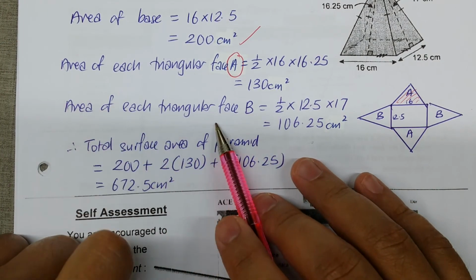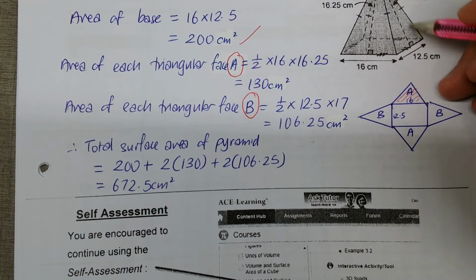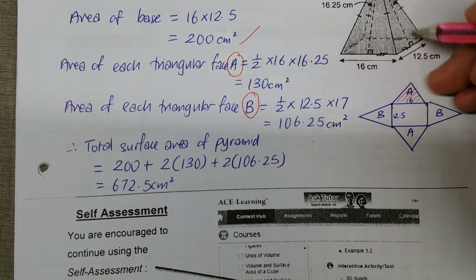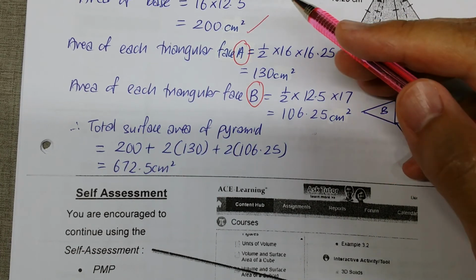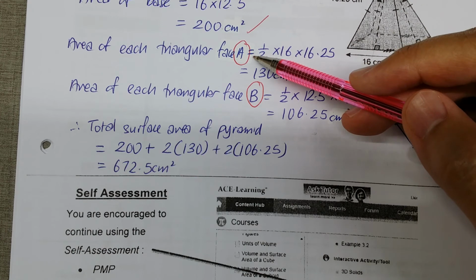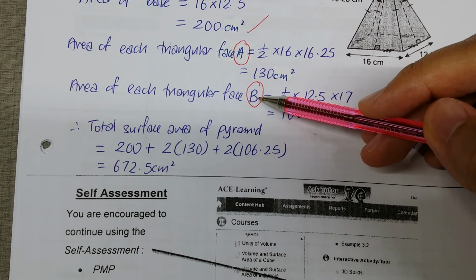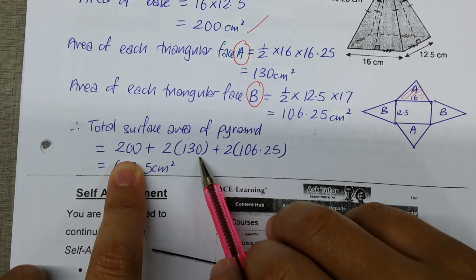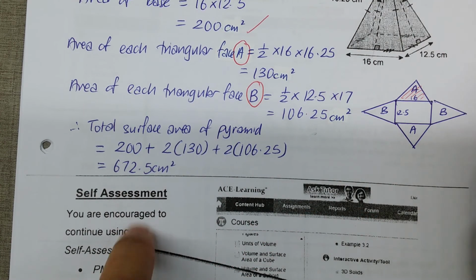Area of one triangular face B. Half times 12.5 times 17, because the slant height, the perpendicular height, is 17. So half times 12.5 times 17, I get 106.25 cm square. Okay, I have the rectangular base, I have triangle face A, triangle face B. I have 2 times of these, 2 times of that. So 200, the rectangular base, plus 2 times triangle face A, plus 2 times triangle face B, I get 672.5 cm square. Did you manage to get that?